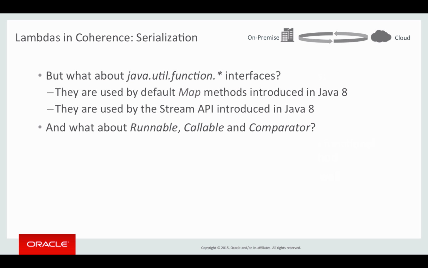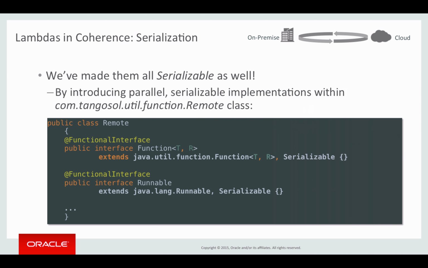So what we did is we made them all serializable as well. Basically, for each functional interface in the java.util.function package, there is an interface with the same name in the Remote class that extends it and makes it serializable as well, as you can see in the examples on the slide. As you can see, Remote.Function extends java.util.function.Function and extends Serializable. Same thing with Runnable. Once we extend both interfaces, our Remote.Function interface becomes serializable, and any lambda captured as such will be serializable as well.